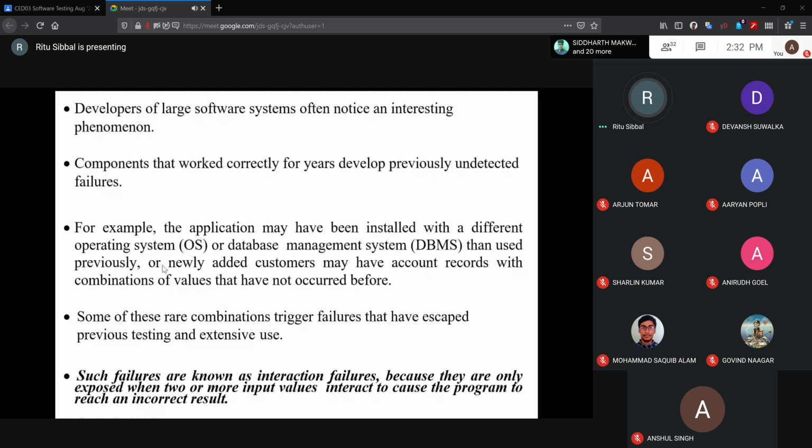So there could be different combinations that trigger failures that have escaped previous testing and extensive use. Such types of failures are known as interaction failures.